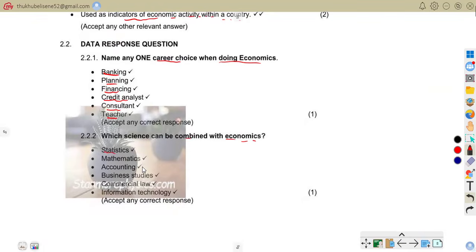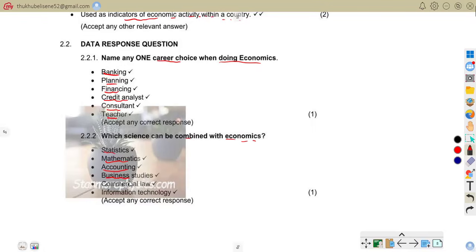We know very well when we're talking about statistics, this helps analyze economic data and trends. We can talk of mathematics. This helps calculate profits, cost, and growth rates, for example, calculating inflation rate. Accounting is all about recording and managing financial information, for example, preparing company financial statements. Business studies.